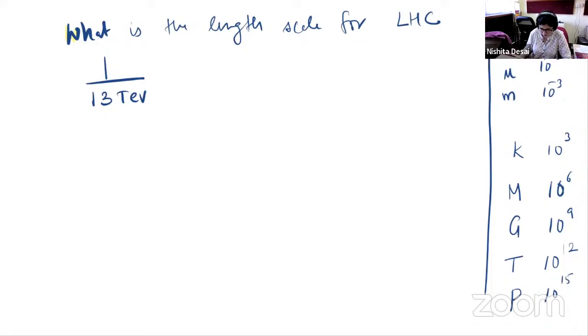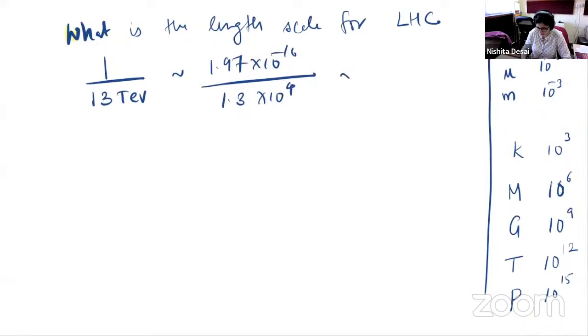So the energy of the LHC is 13 TeV. You want to convert it into length, so you want to do 1 by energy here. So GeV inverse. That would give you essentially 7 into 10 to the minus 16, times 10 to the 4. So this comes to 10 to the minus 20 meters. So that is the size that you're probing. Some very, very tiny length scales.